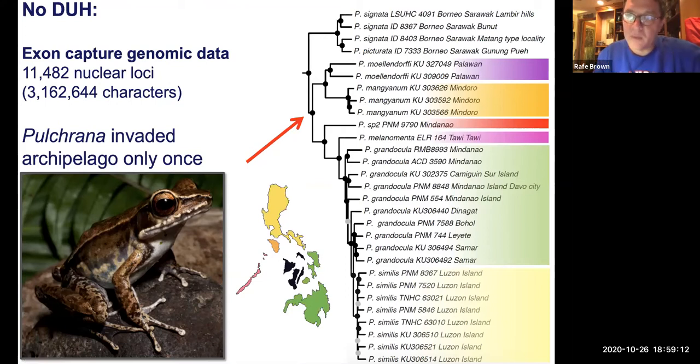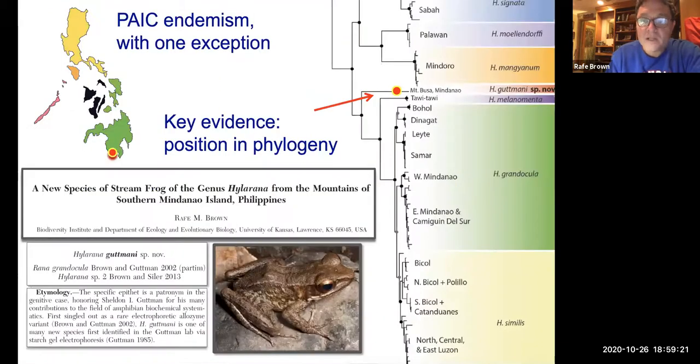So there's an example of a case where a phylogeny tells us something about the evolutionary history and results in these distributions that are so characteristic of the archipelago. Now, the one exception to that rule in this group is a species that I found in 1991 on Mount Busa on the basis of one specimen, and drew attention to the possibility of sympatric species on the same large geographically complex landmass of Mindanao.